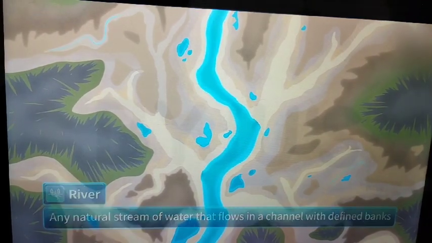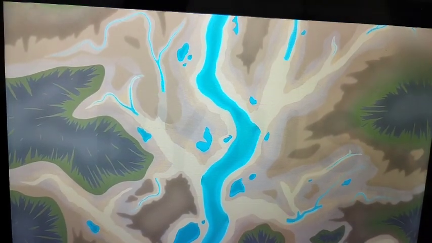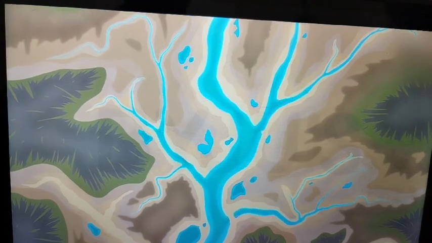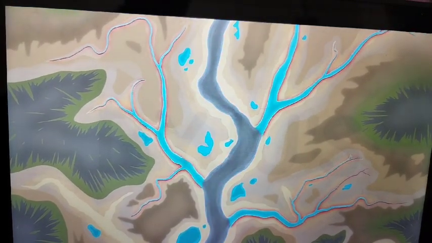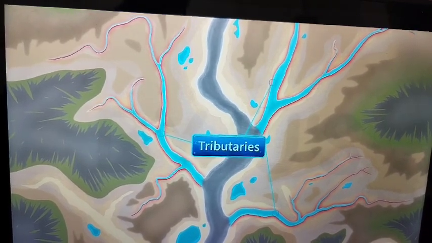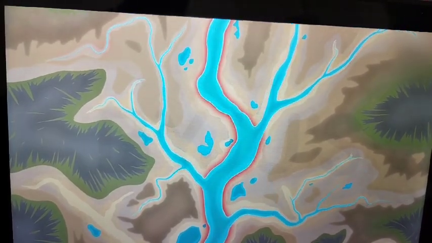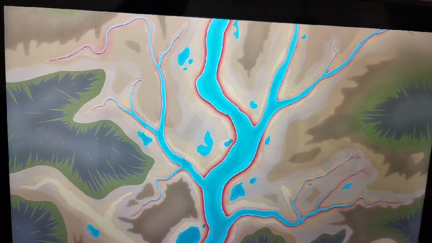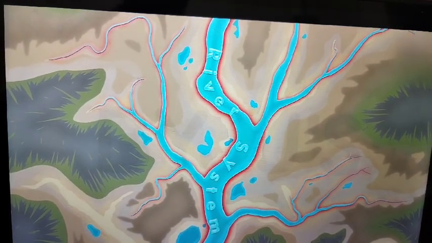Now, generally, a river along its path is joined by other rivers or streams. These streams that make up the river are called tributaries. The main river, along with all of its tributaries together, forms a river system.